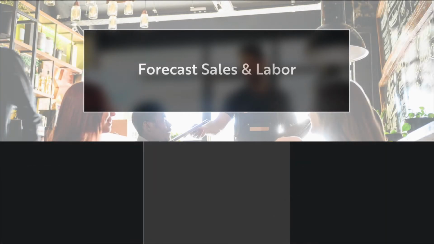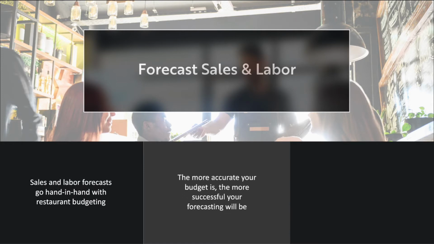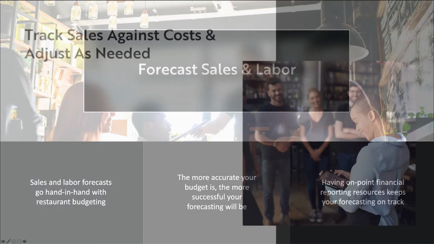Next, you want to forecast your sales and labor. Sales and labor forecasts go hand in hand with restaurant budgeting. The more accurate your budget is, the more successful your forecasting will be. The best forecasts are the most honest assessment of your current and future sales and labor needs. Consistency is key, and having on-point financial reporting resources keeps your forecasting on track.